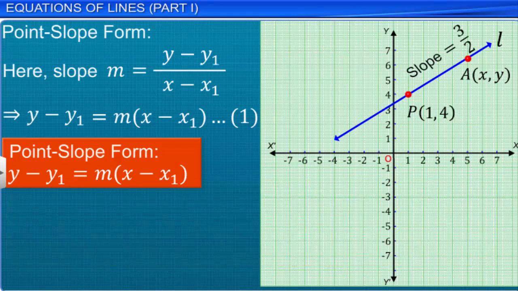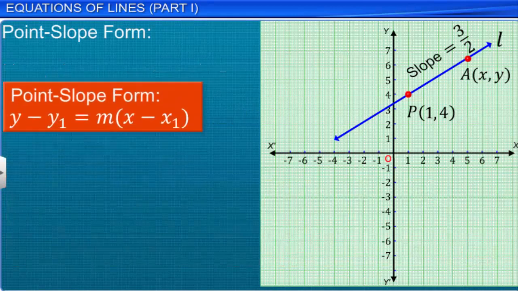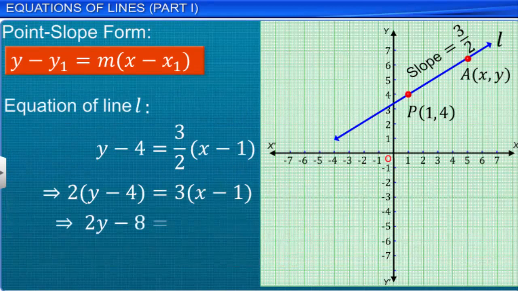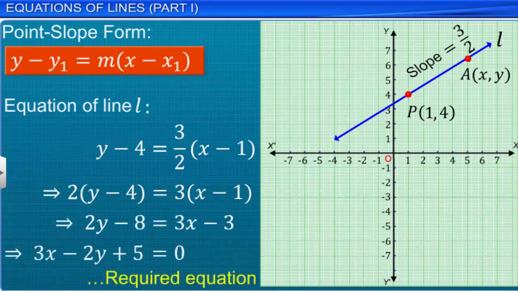consider a line L passing through a given point P(1, 4) and having a slope 3/2. Let us put the values of m and the coordinates of point P in the point-slope form of the equation of a line. On simplifying, we get the required equation of the line as 3x minus 2y plus 5 is equal to 0.